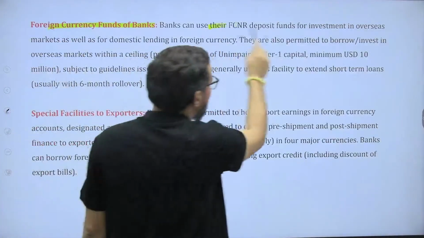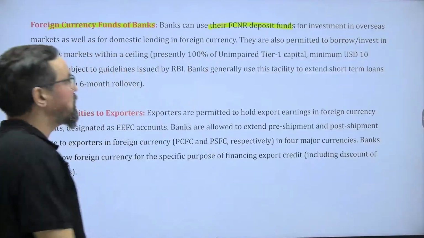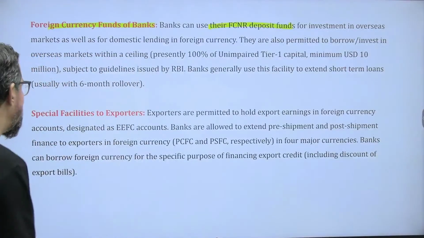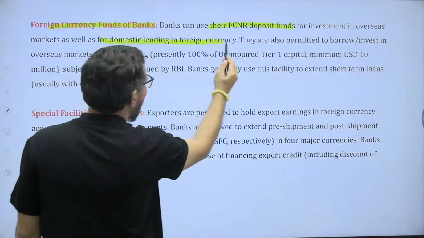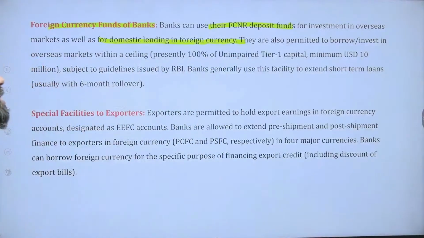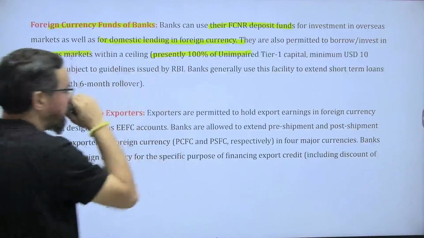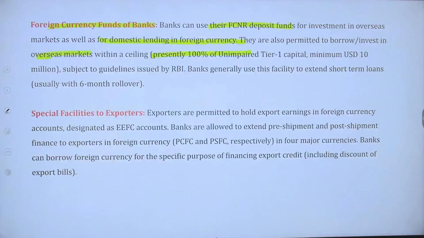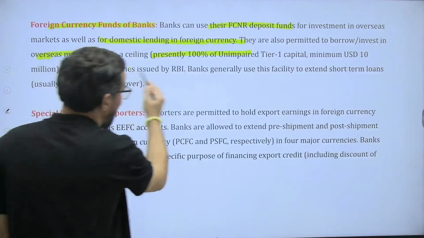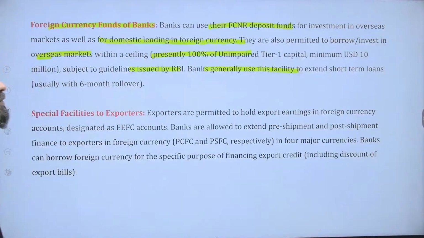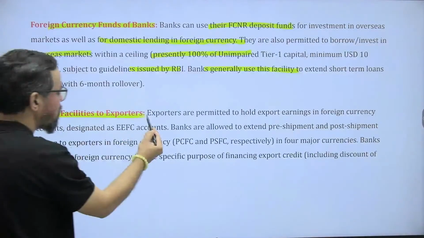Bank can use FCNR deposits funds for investment in overseas market as well as for domestic lending in foreign currency. They are also permitted to borrow or invest in overseas market within a ceiling limit of 100% of unimpaired tier 1 capital and minimum 10 million US dollar, subject to guidelines by RBI. Banks generally use this facility to extend short-term loans, usually up to 6 month rollovers and all, to different parties. Special facilities to the exporters.